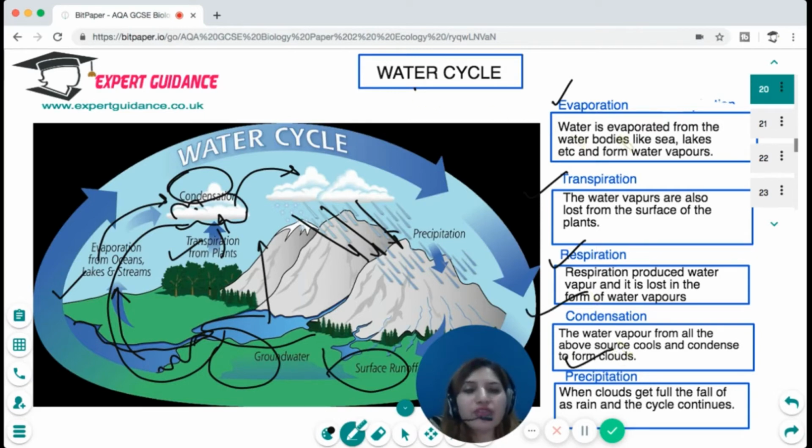In evaporation, water is evaporated from the water bodies like sea, lakes, etc. to form water vapors. In transpiration, water vapors are also lost from the surface of the plant. In respiration, water vapors are produced and lost. In condensation, the water vapors from all the above sources cool and condense to form clouds. And in precipitation, when the clouds get full, the rain falls and the cycle continues.